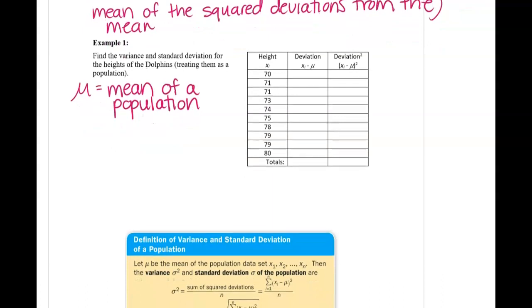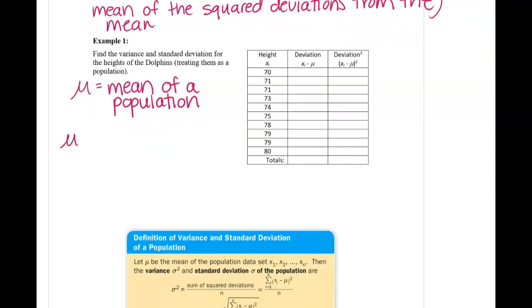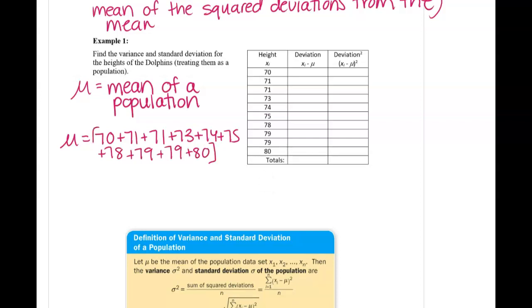So to find the mean here, you have to add up all of these heights. So 70 plus 71 plus 71 plus 73 plus 74 plus 75 plus 78 plus 79 plus 79 plus 80, and divide that by how many, which is 10. And I did that for you. If you add them up, you get 750 divided by 10 is 75.